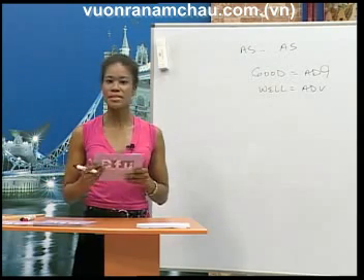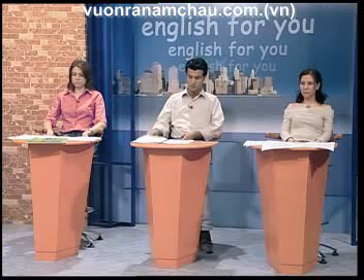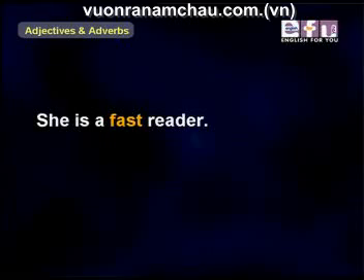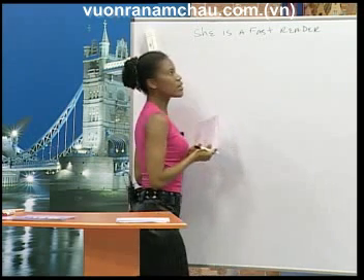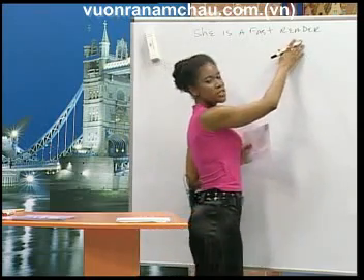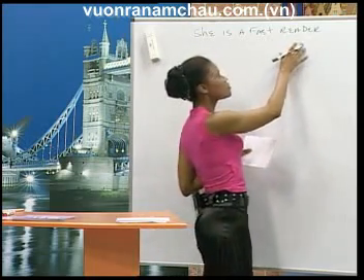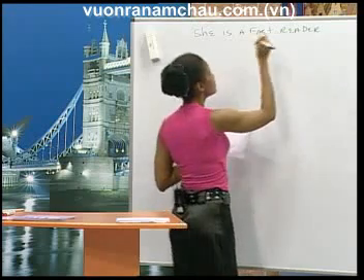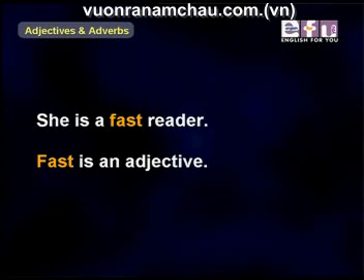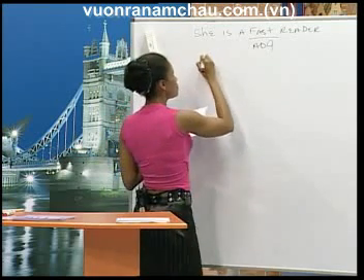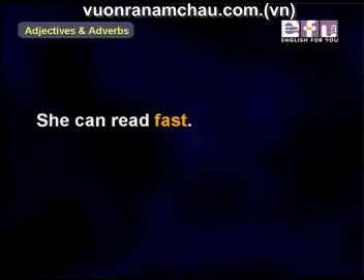Let's look at these sentences again. Okay, first we have, she is a fast reader. Fast is describing reader, which is a person, right? Not a verb, it's a person, so it's a noun. So that means fast is an adjective. Okay, next example. She can read fast.